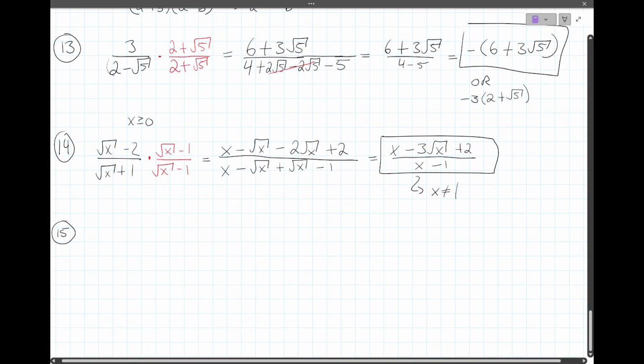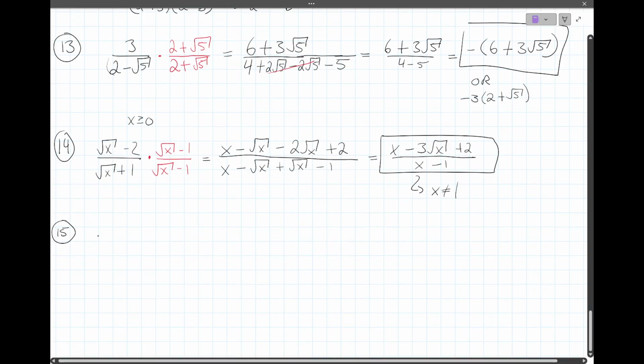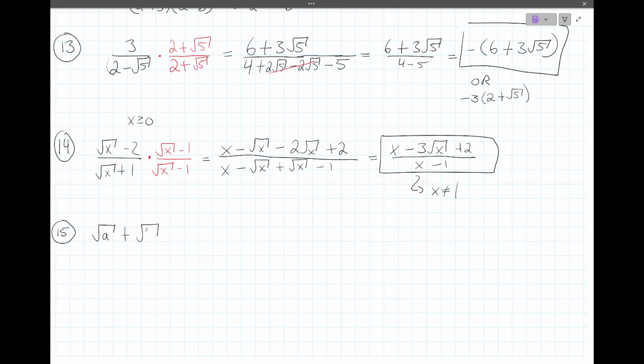15, our last example. Lots of examples here. So let's see what it looks like in general. So I have root a plus root 2b. 2b or not 2b? Well, that looks like 2b. And that's root a minus 2 root 2b.